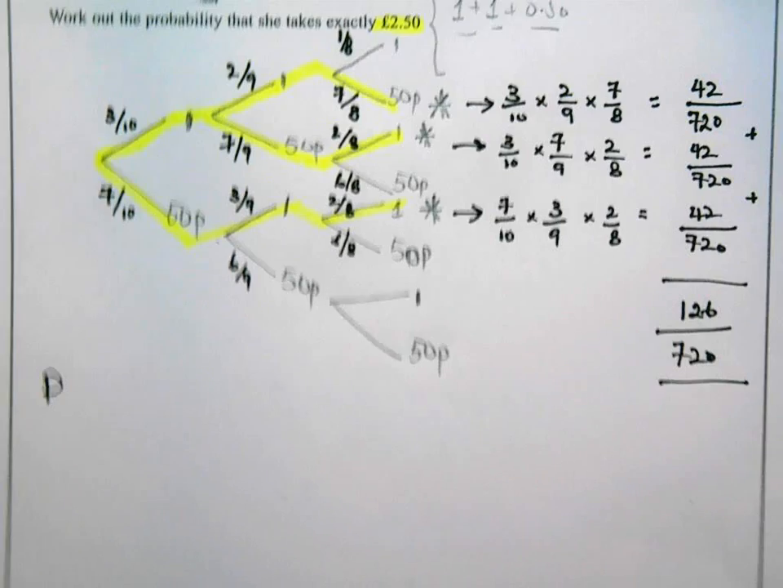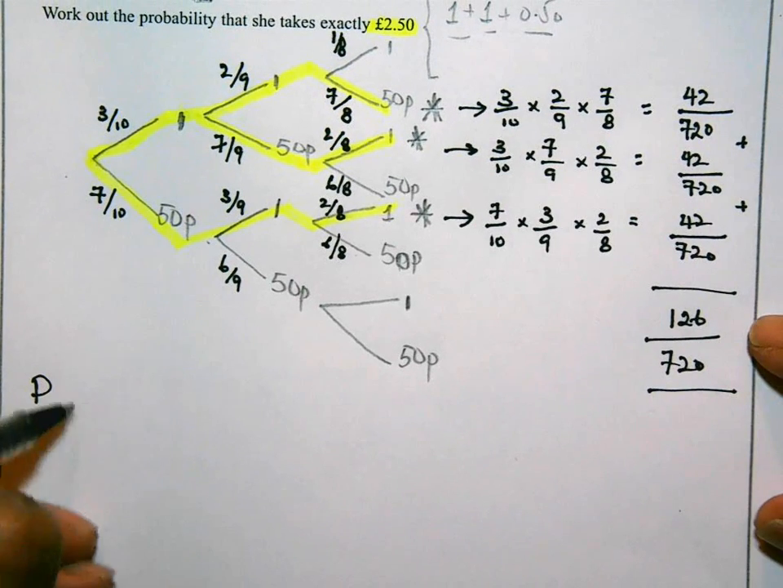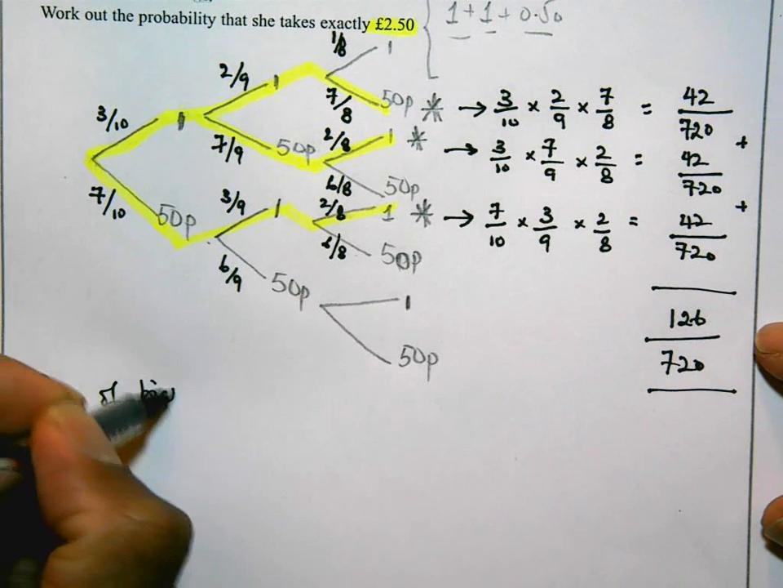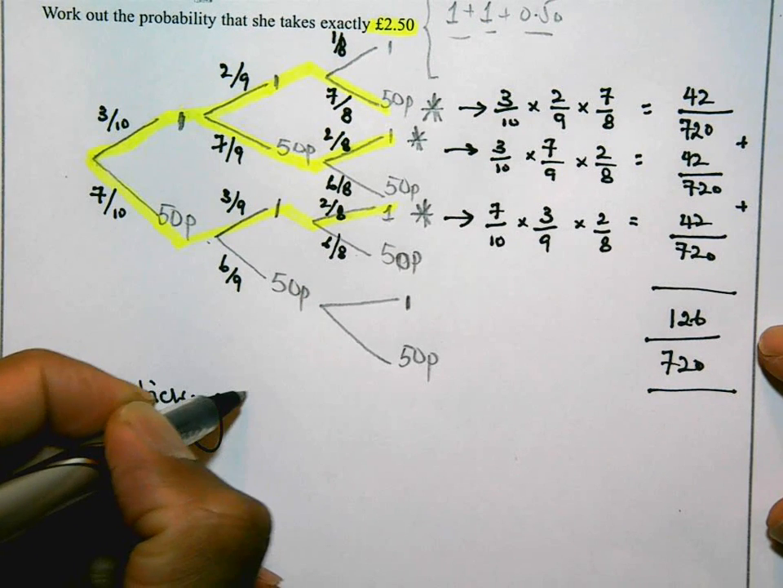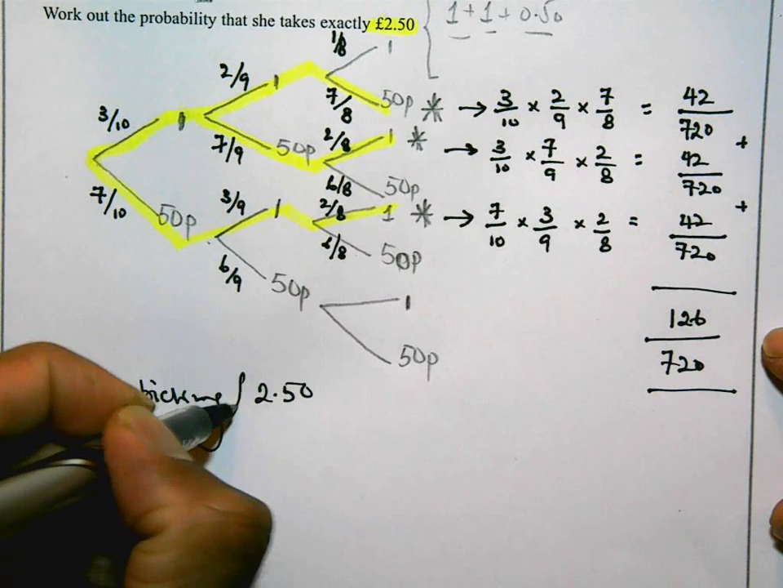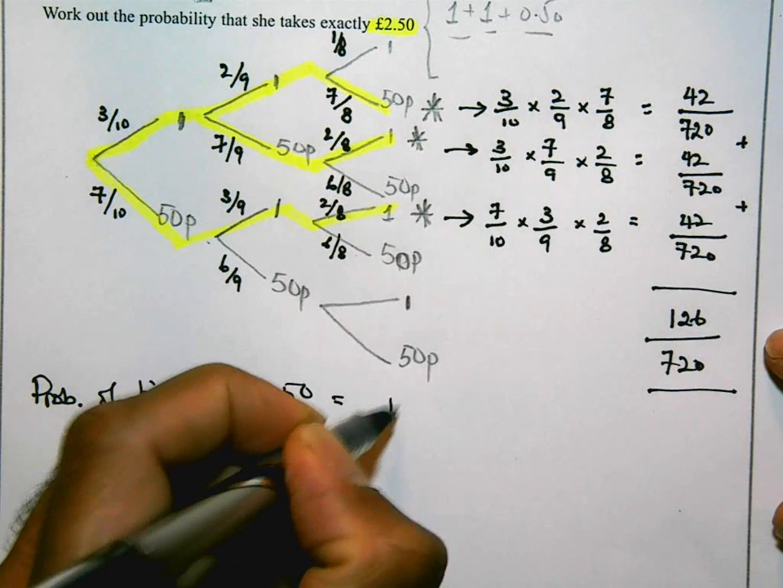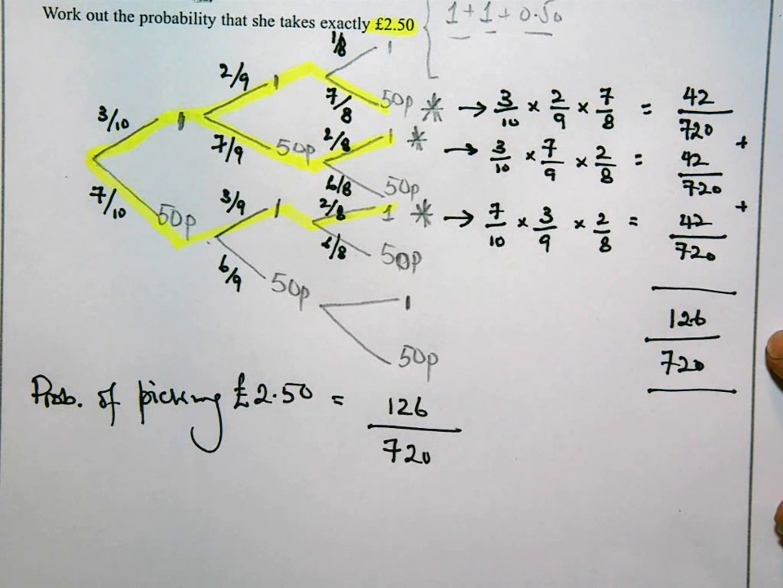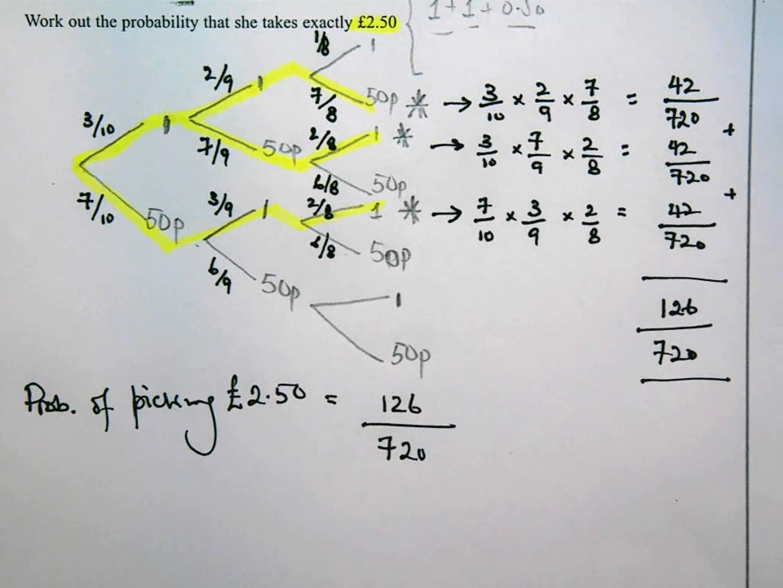My final result, the probability of picking £2.50 from this bag, is 126 over 720. I'll write that in the answer space below. This is a particularly challenging question. It's worth 4 marks. And if you are aiming for a top grade, you should be able to do this and get most of the marks in it.